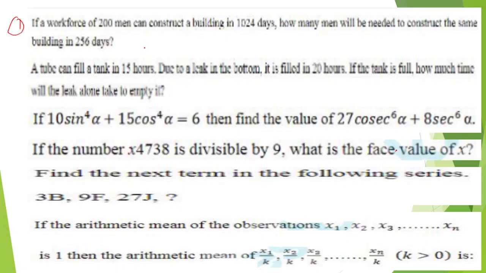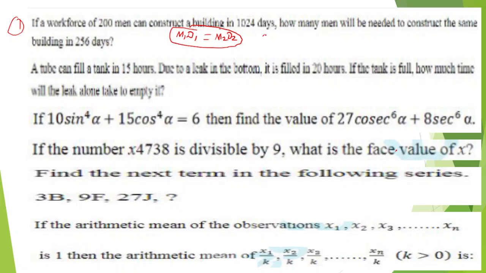There are two methods for solving such type of questions. I am solving it here because it is a very small question. We can use the formula M1D1 = M2D2 and find how many men will be needed to construct the same building in 256 days. You are already aware of this formula: M1 into D1 is equal to M2 into D2.